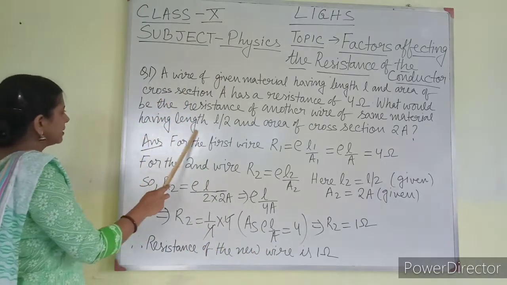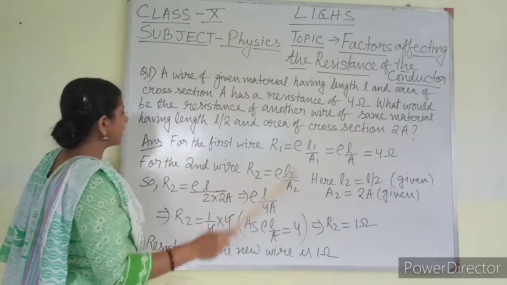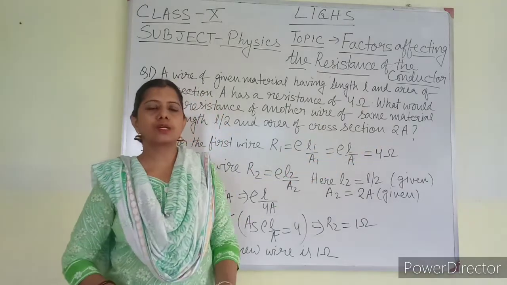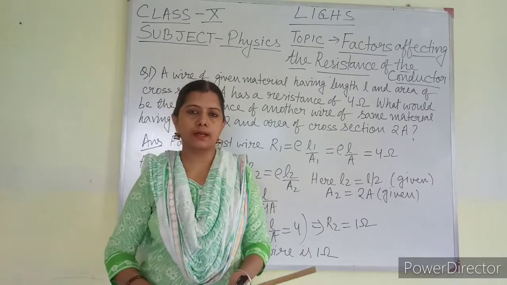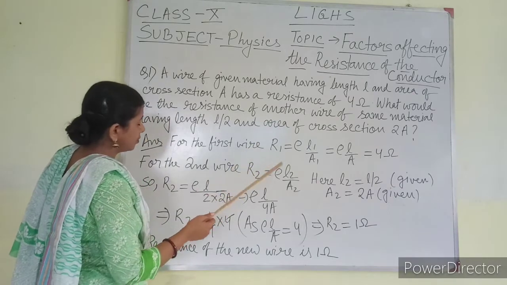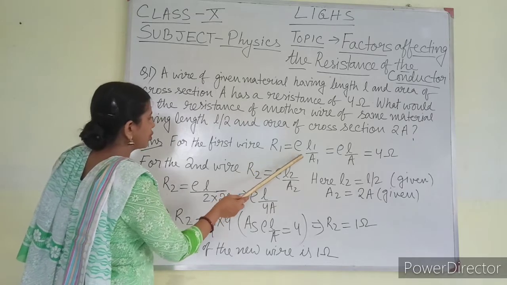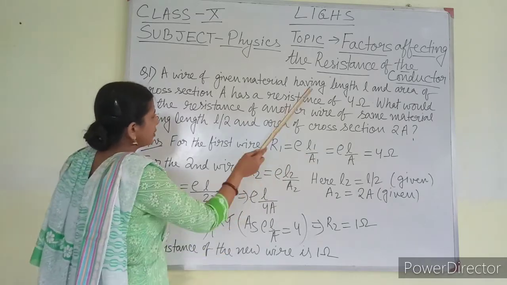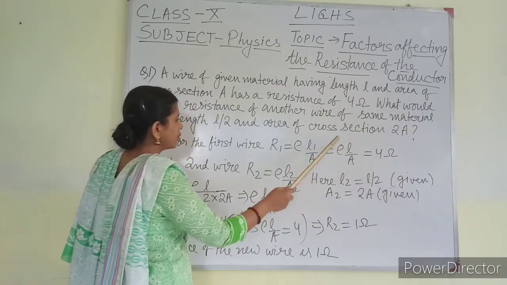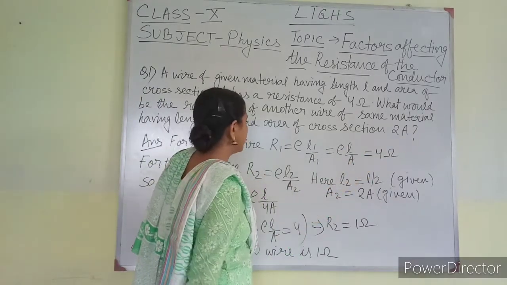Same material, but here the length is becoming L by 2, half of the previous length, and the area of cross section has become 2 times. So what will be the new resistance that you have to find out? For the first wire, I know the definition formula of resistance is rho L by A. So I have written R1 equal to rho L1 by A1. According to your question, length is L and area of cross section is A, so rho L by A, and its value is given as 4 ohm.